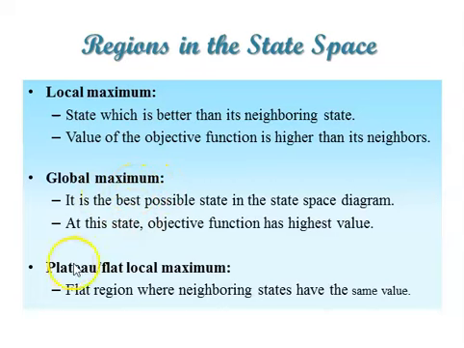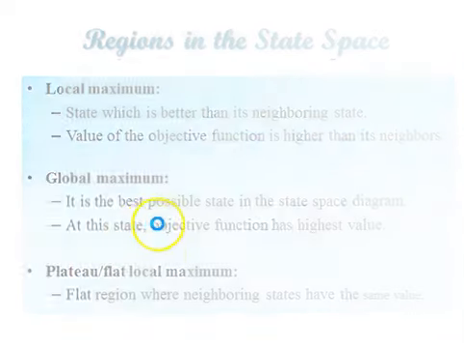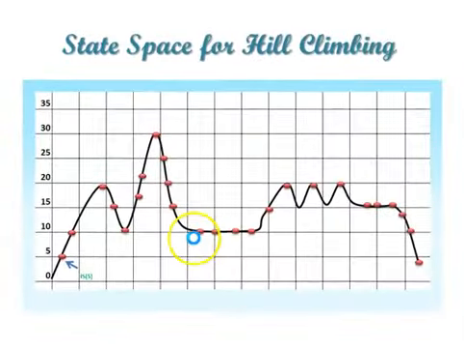Then we have plateau or flat local maximum. When the succeeding states have the same value, when we apply operations on a state, it generates an equal value not only for one operator but many operators available on that state, then we call it as a plateau.